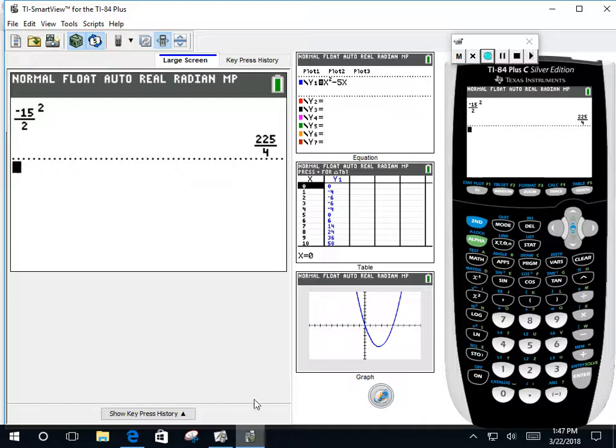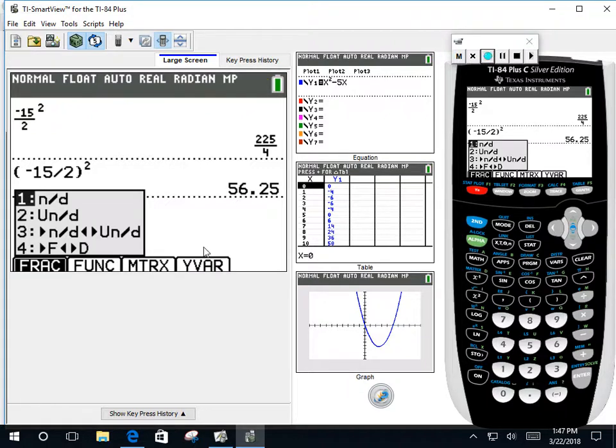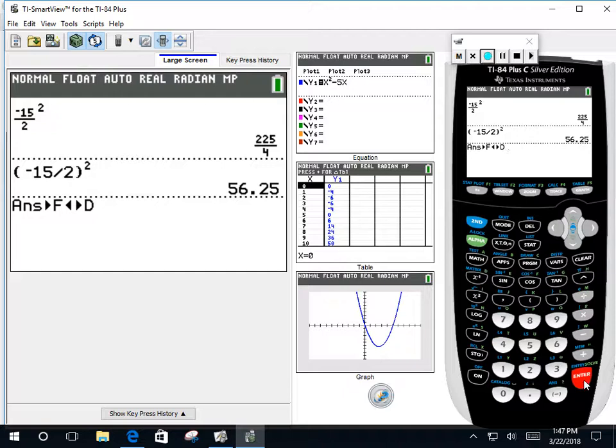No, when you use alpha y equals n over d, you don't have to. If you choose to type it in like this, -15 divided by 2, you do have to put parentheses that way. And it gives it to you as a decimal, which you would then have to go back to alpha y equals number 4 and change it to a fraction. I would just try to use alpha y equals.